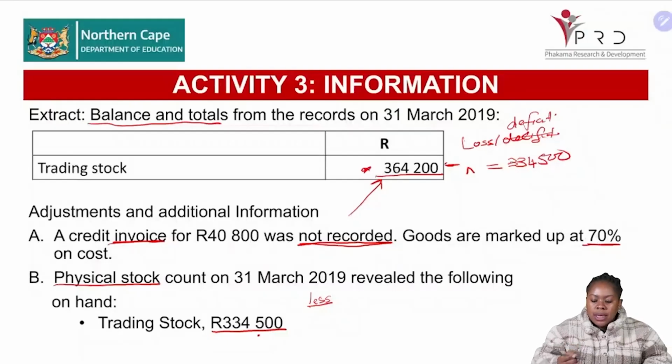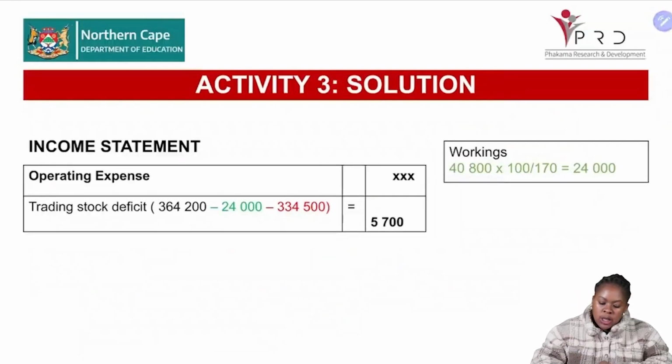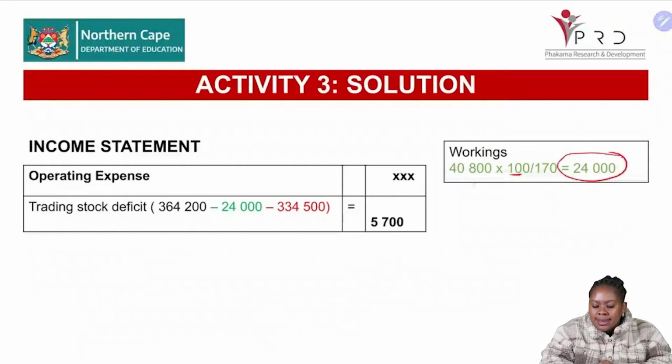All right, now let's quickly see how to adjust that. So we will say 40,800 multiplied by 100 over 170. Why are we calculating this? Because they gave us our selling price and we record our stock at cost price. So our stock is at cost price, so we need to find out how much the cost price is. Inventory or trading stock is always at cost. Okay, so 24,000 worth of stock was sold.